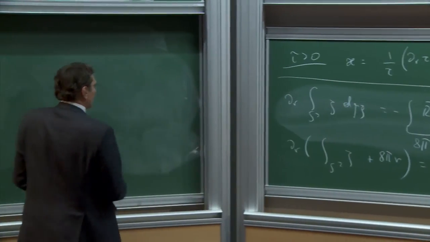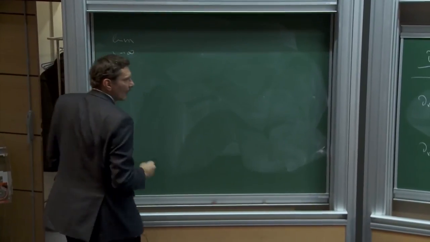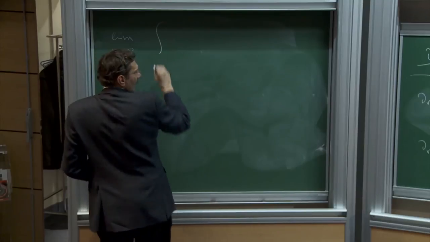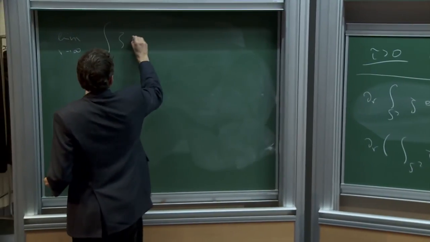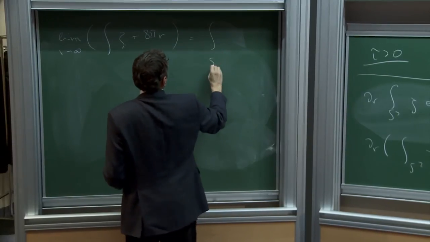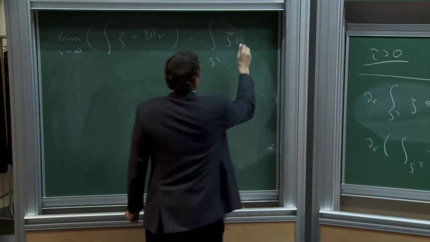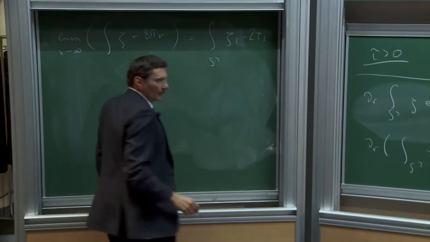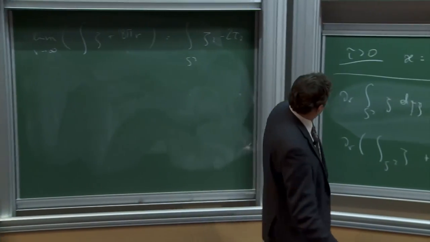That if I integrate the limit as r goes to infinity of the integral of zeta plus ipr, well, you'd think that this is the integral over a sphere of Z2. Actually, not quite. You get minus 2 tau 2. And this is easy to see. Well, or roughly, how does this go?